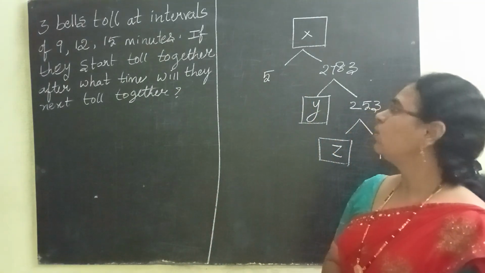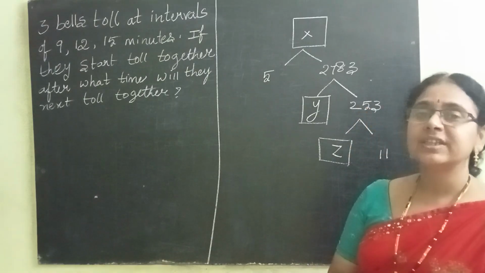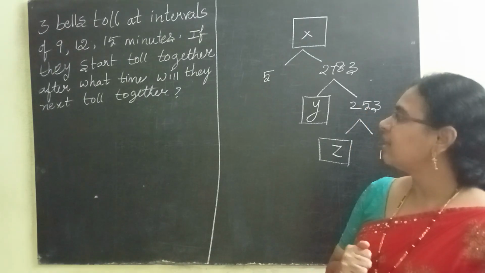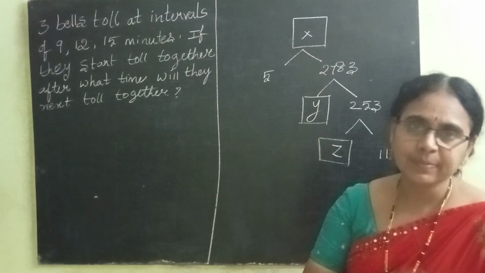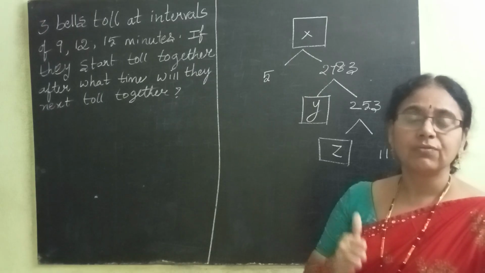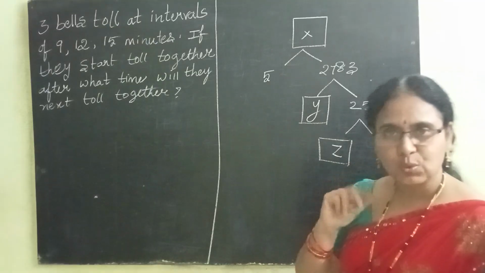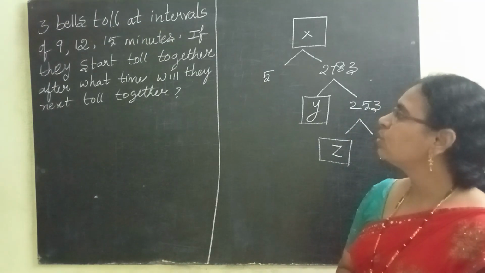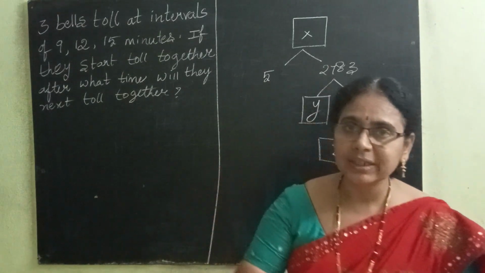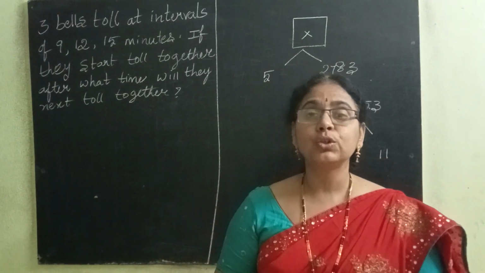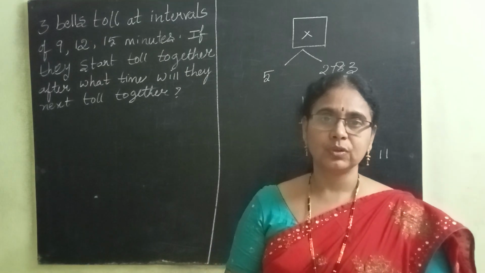3 bells toll at intervals of 9, 12 and 15 minutes. If they start to toll together, after what time will they next toll together? 3 bells. The first bell tolls at 9 minutes, the second bell at 12 minutes, and the third bell at 15 minutes. These are 3 bells. At what time they toll together is this question. How can you finish this one?